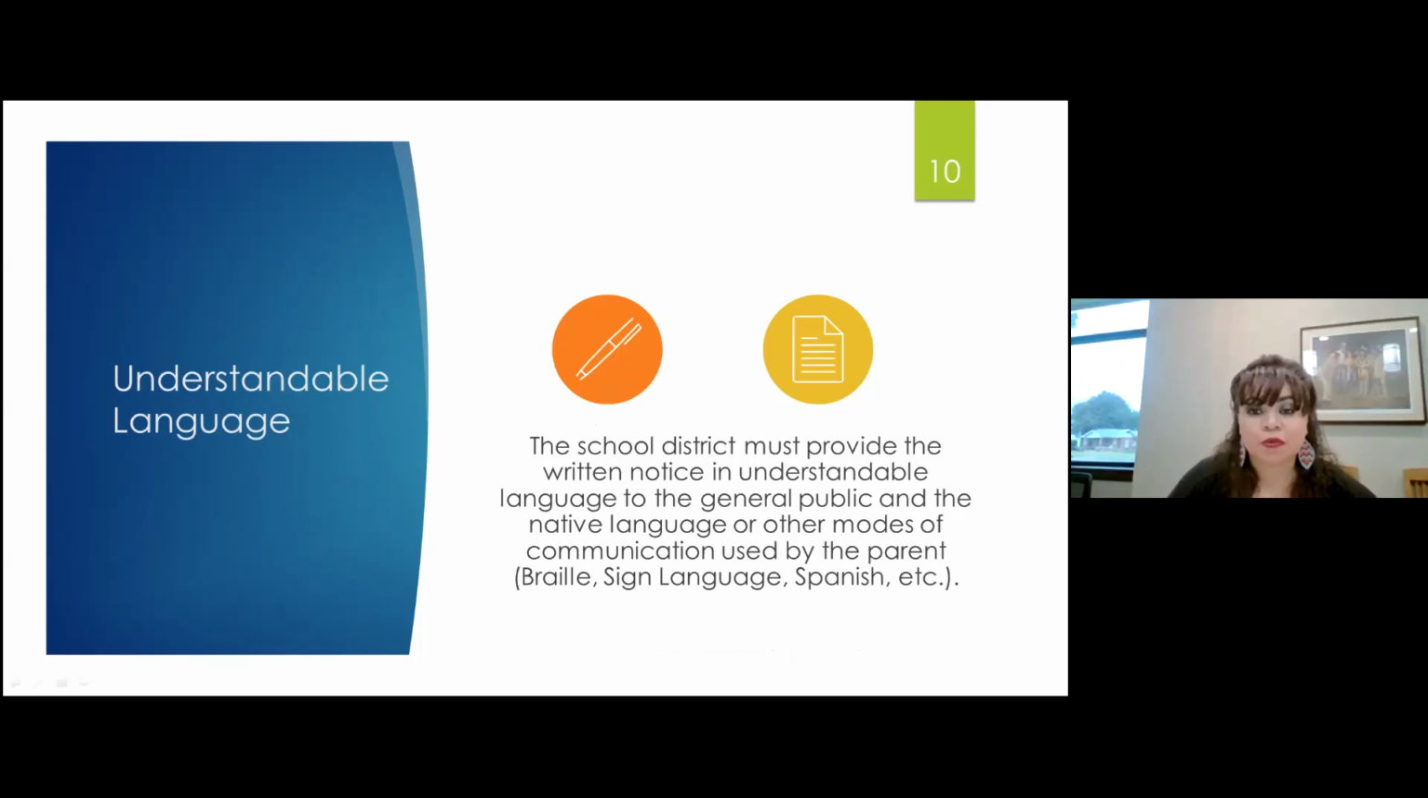So understandable language. The school district must provide written notice in understandable language to the general public, but also in your native language or any other mode of communication. So if your first language is Spanish, they must provide this written notice or anything else in your native language or any other mode of communication that's used by you, the parent.